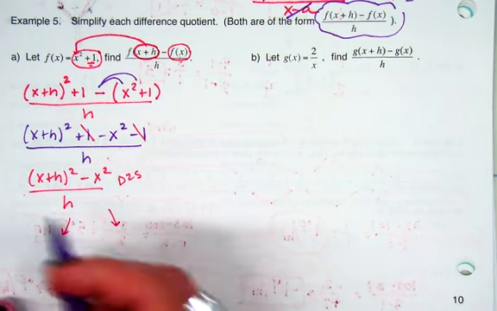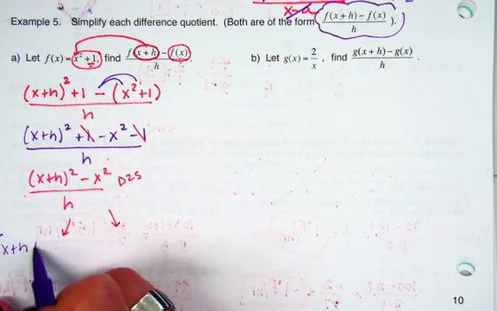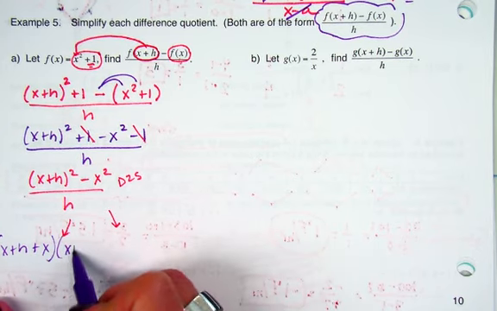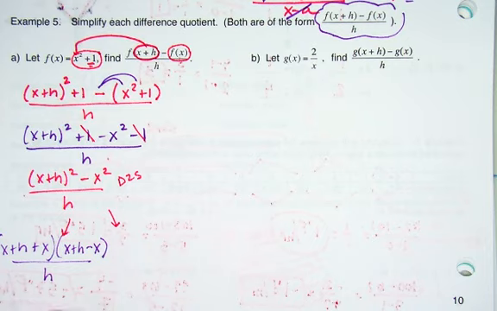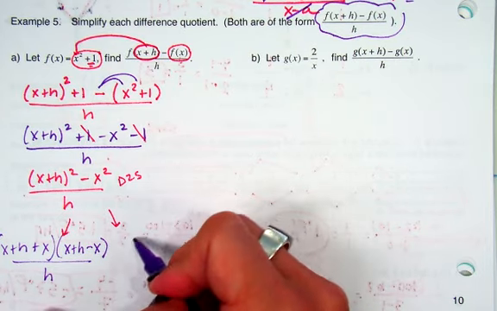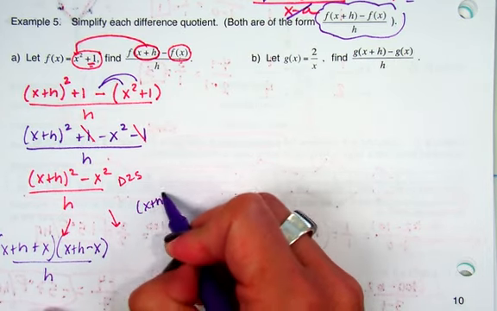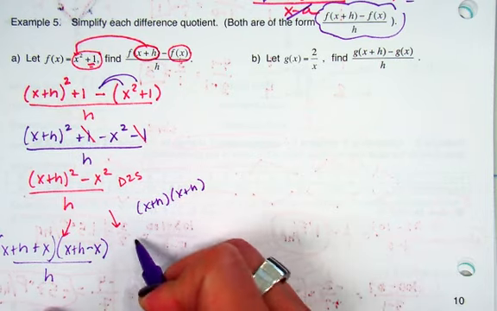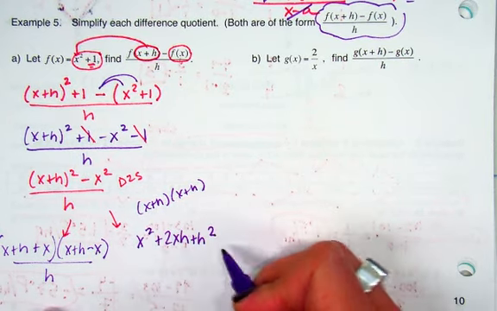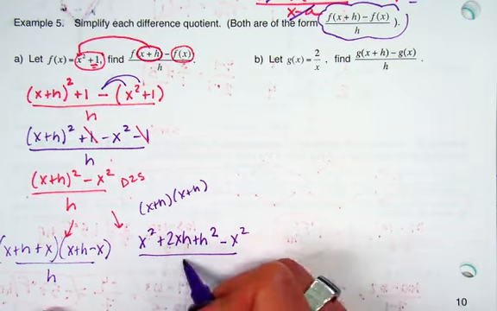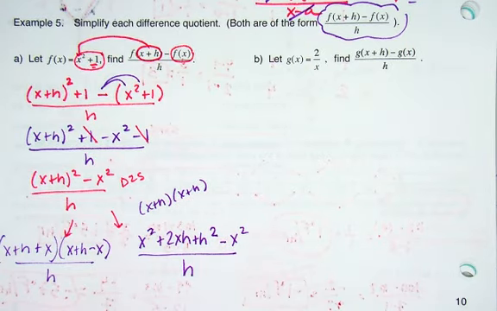So if I see it's a difference of two squares, then I would have (x plus h plus x) and (x plus h minus x) all over h. If I don't see it, the other way would be again to work this out. So I'm working out x plus h times x plus h, and I would get x squared plus 2xh plus h squared minus x squared, all over h still.